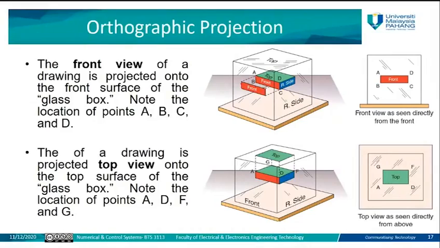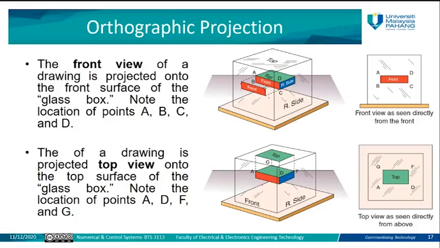Usually, if you have point A, point B, point D, and point C, it will project into these four points also. When you represent it in two dimensions, it will look like this. The top point is A, then the bottom is B, then you have D and C, same D and C. So this is the front view of this product, for example.